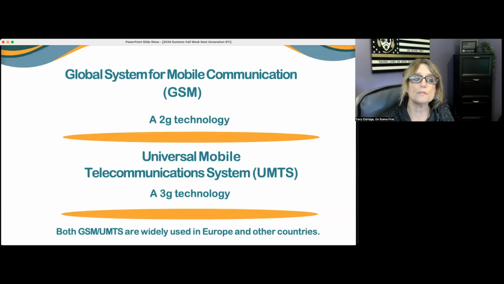The Global Systems for Mobile Communications, GSM, is a 2G technology. We are definitely moving past that. And then UMTS is a 3G technology. Both GSM and UMTS are widely used in Europe and other countries. So here we tend to steer towards CDMA.